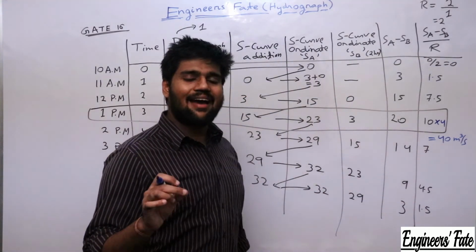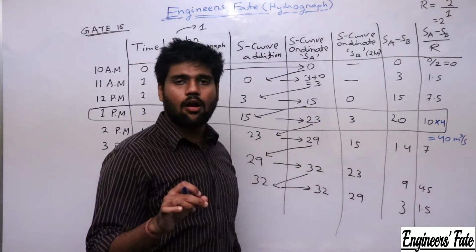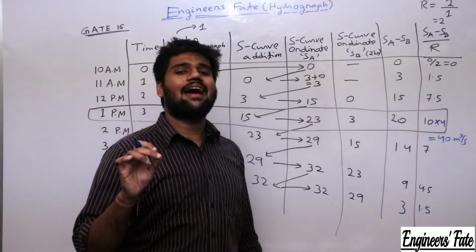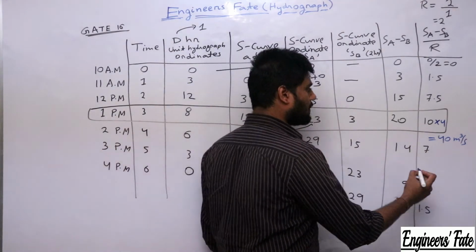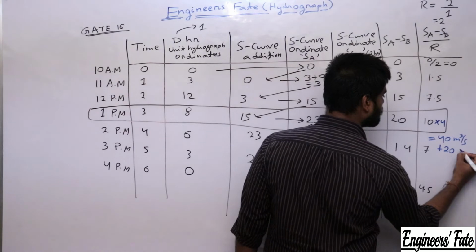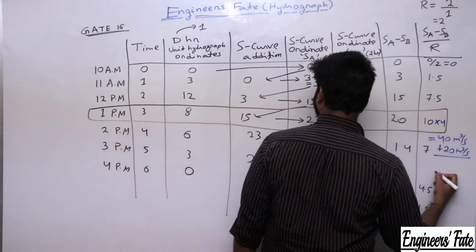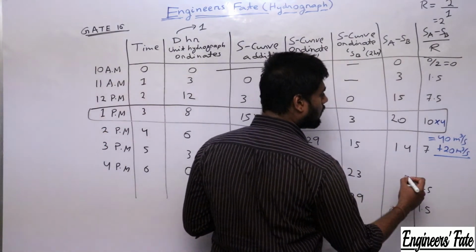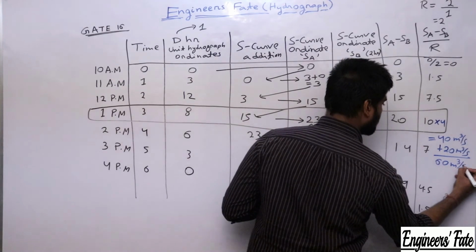ordinate. But I have to find the flood hydrograph ordinate, and the flood hydrograph ordinate will be the direct runoff hydrograph ordinate plus base flow. Base flow is given in the question as 20 meter cube per second. So the final answer at 1 p.m., the flood hydrograph ordinate, will be 60 meter cube per second.